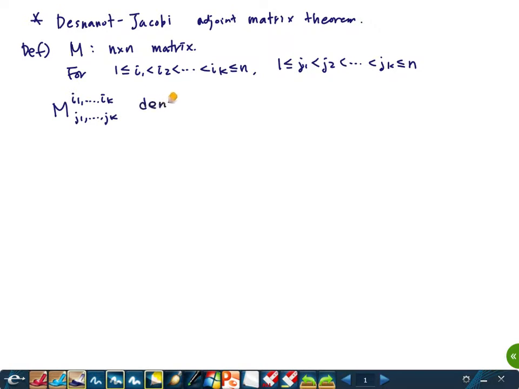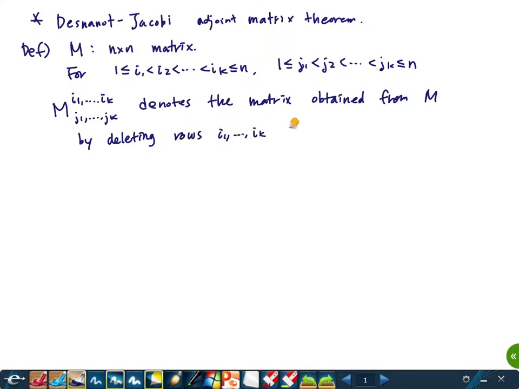This denotes the matrix obtained from M by deleting the specified rows and columns, by deleting these rows, i1 through ik, and columns, j1 through jk. So this is a common notation in mathematics.